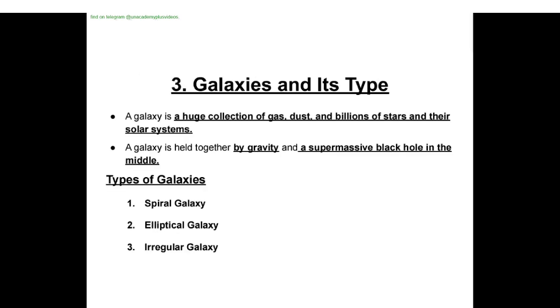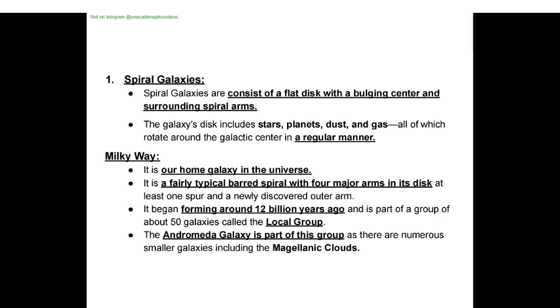Galaxies and their types. A galaxy is a huge collection of gas, dust, and billions of stars and their solar systems. A galaxy is held together by gravity and a supermassive black hole in the middle. Types of galaxies: spiral, elliptical, and irregular galaxy. Spiral galaxies consist of a flat disk with a bulging center and surrounding spiral arms. The galaxy's disk includes stars, planets, dust, and gas, all of which rotate around the galactic center in a regular manner. Milky Way. It is our home galaxy in the universe.